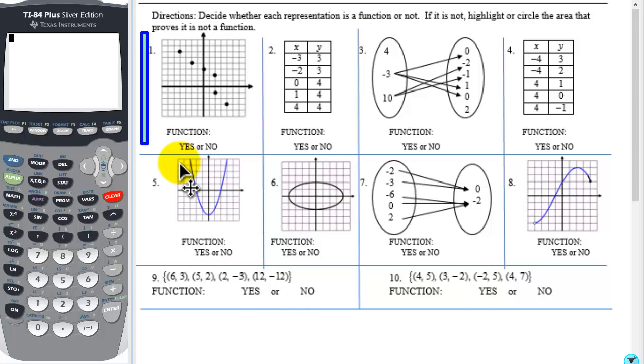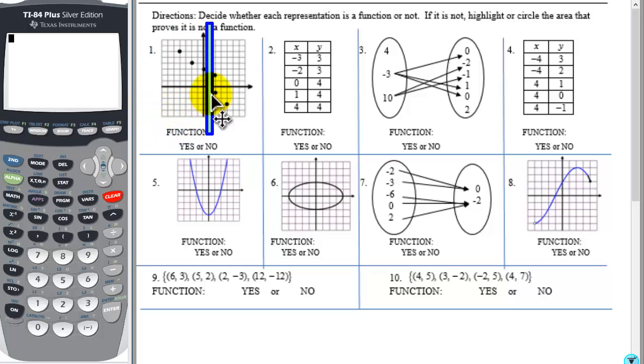Welcome back. Now let's go over the answers for these problems. Problem number 1. We're going to use the vertical line test, and as I move it across, I see that I'm touching 2 points at the same time, so my answer is no, this is not a function. Number 2 is a table, so I'll pay attention to the x value. The x value does not repeat, so yes, it is a function. Problem number 3: for the 3 and the 10, there are multiple arrows coming out from each one of them, so no, it is not a function.